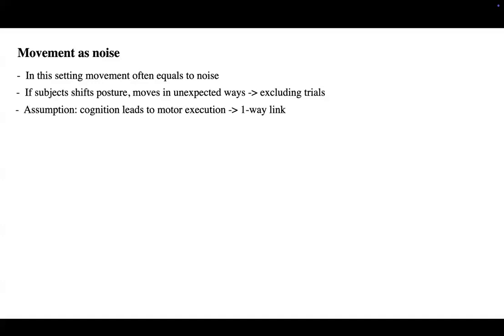And in this setting, I mentioned it as a side note, but I want to focus on this now. Movement is considered noise. And if subjects shift posture or move in unexpected ways, we often try to exclude those trials or average this response out in some way. We just don't want to have movement in the data at all. And the underlying assumption when we try to model or analyze the data from these classical lab settings is that cognition leads motor execution. So it's a one-way link.